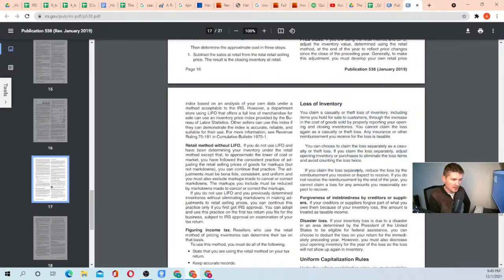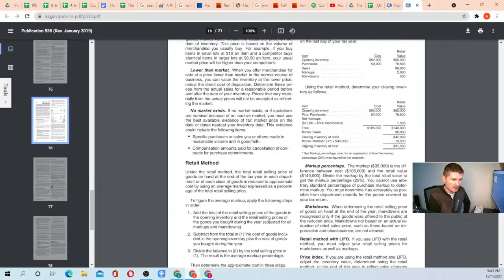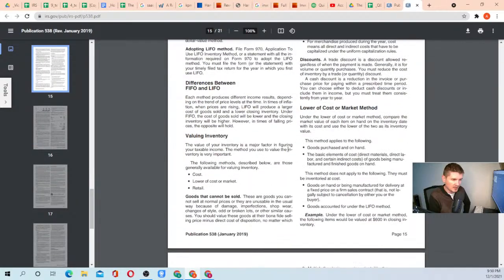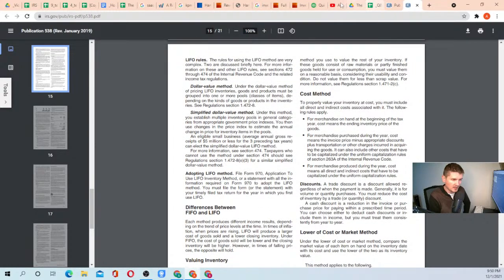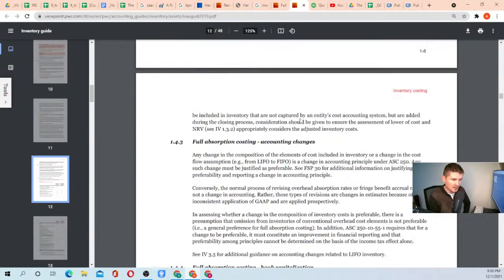Okay, so loss of inventory. And what about net realizable value valuation? So net realizable value valuation, it's actually part of the inventory standard.